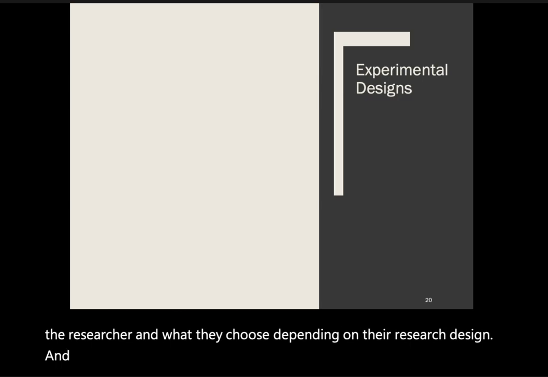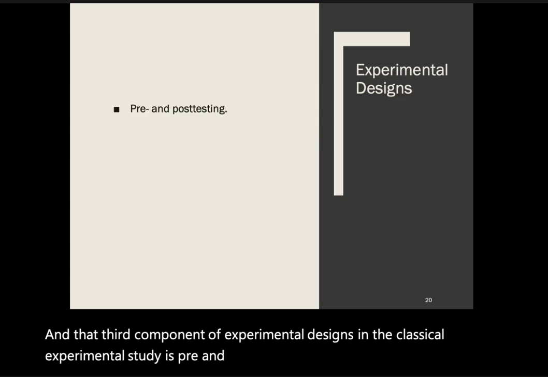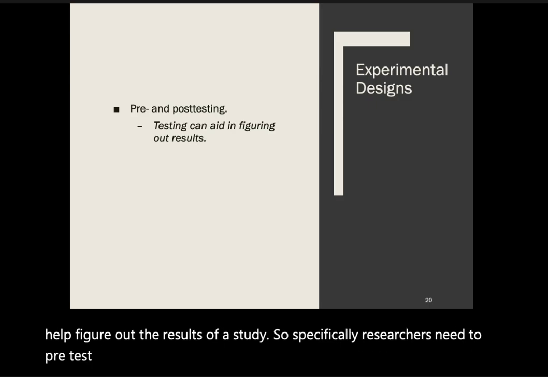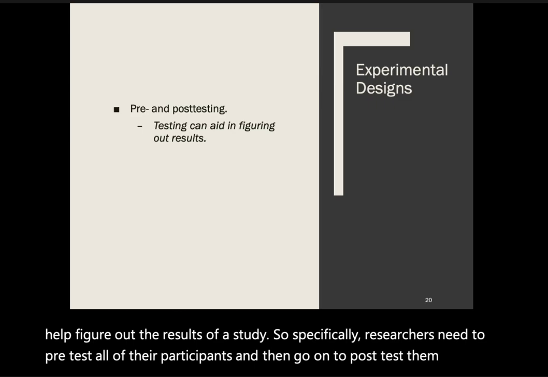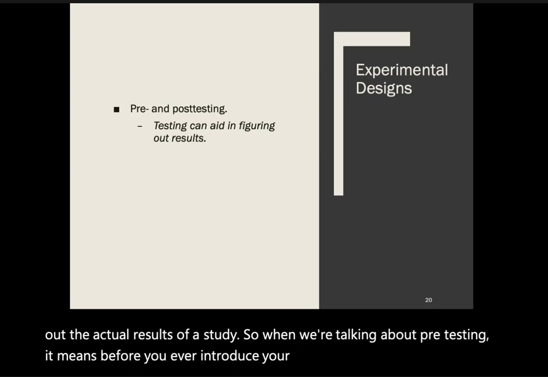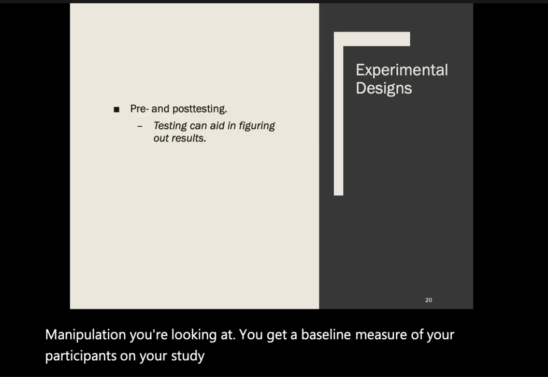And that third component of experimental designs in the classical experimental study is pre and post testing, which is oftentimes used to help figure out the results of a study. Specifically, researchers need to pre-test all of their participants and then go on to post-test them to figure out the actual results of a study. Pre-testing means that before you ever introduce your independent variable or whatever manipulation you're looking at, you get a baseline measure of your participants on your area of interest.